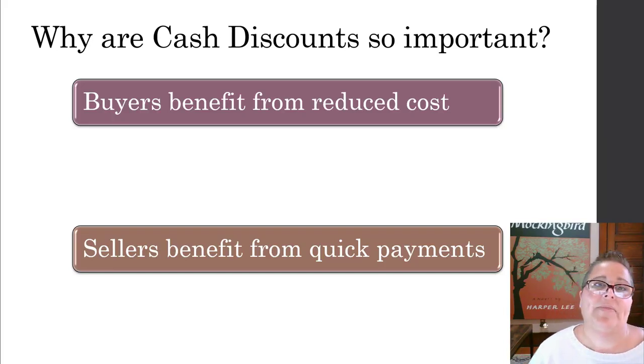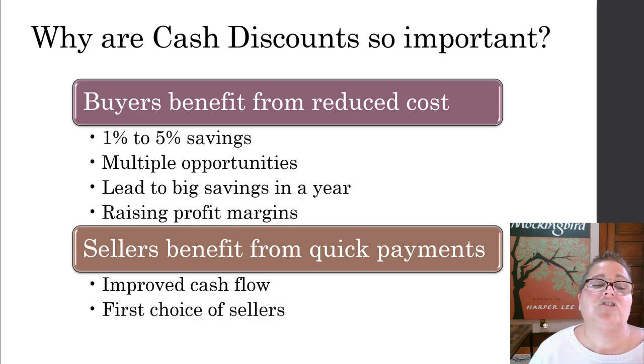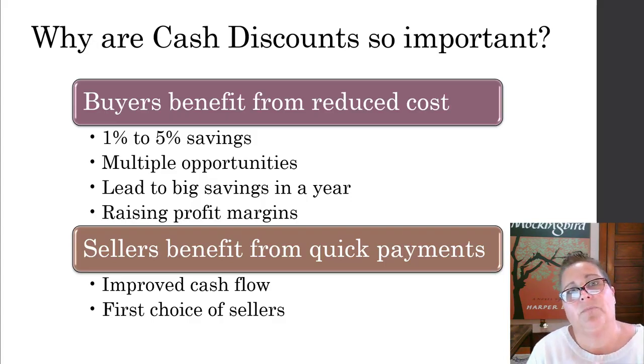So what about the buyer's reduced cost? Well, generally, the cash discounts are in increments of 1 to 5%. So they're not huge discounts. They are minor discounts, 1% of the bill, up to 5% of the bill.